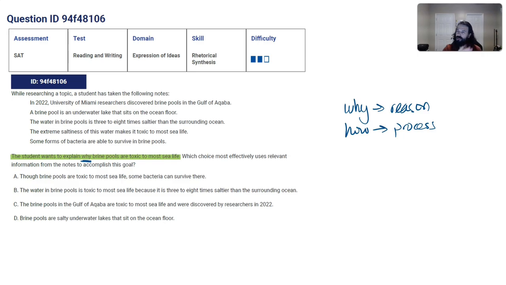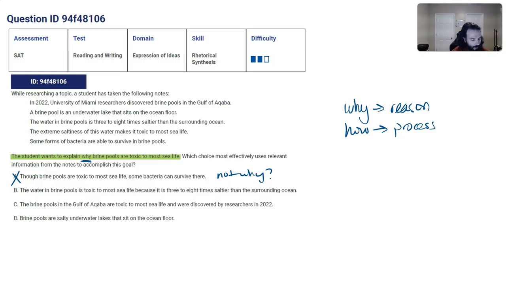Let's take a look at the answers. Remember, we haven't read the notes yet. Let's see if we can figure it out without doing that. A says, though brine pools are toxic to most sea life, some bacteria can survive there. That tells me that they're toxic. It doesn't tell me why. So it's definitely not A.